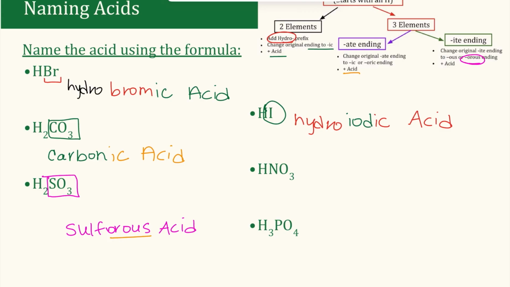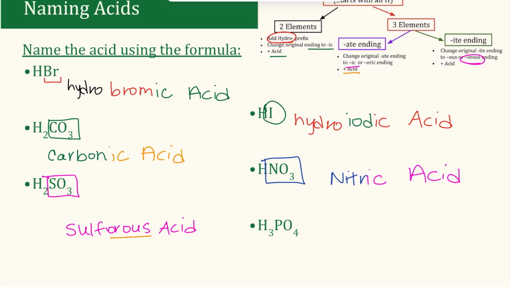HNO3, this starts with an H, so it's an acid. I have 3 elements, so I need to look at that polyatomic. What is the original ending? So I've got NO3, which is nitrate. So looking at an ate ending, changing that ending to ic or to oric. There's already that R in that nitrate, so we just go nitric, changing that to IC ending, and then acid.